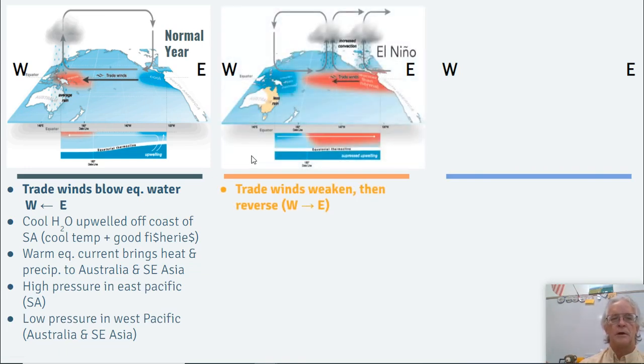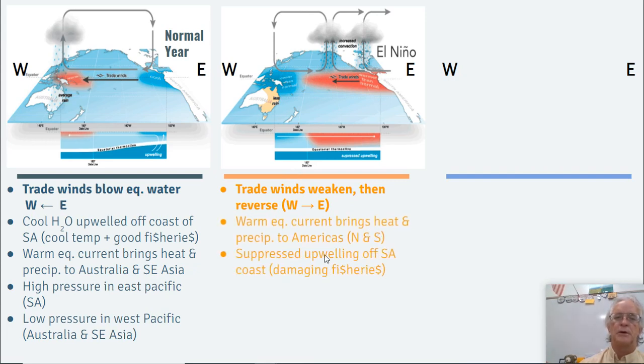Under El Nino, what happens is the opposite. The trade winds weaken, and instead of going west, they go east. The warm current brings heat and precipitation to the Americas, both north and south. There's less upwelling, and therefore the fisheries are not happy because there are no nutrients. It's cooler, with drying conditions in Australia and Southeast Asia, and no monsoons.